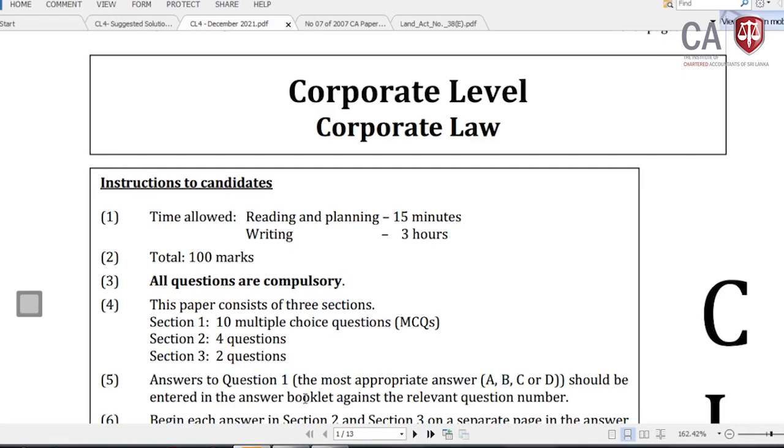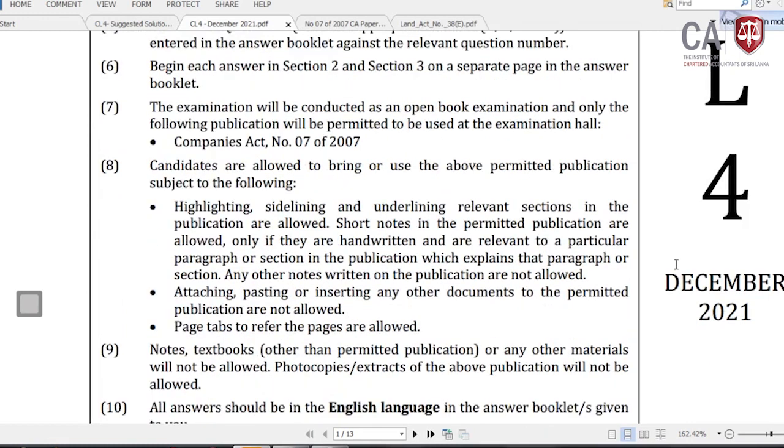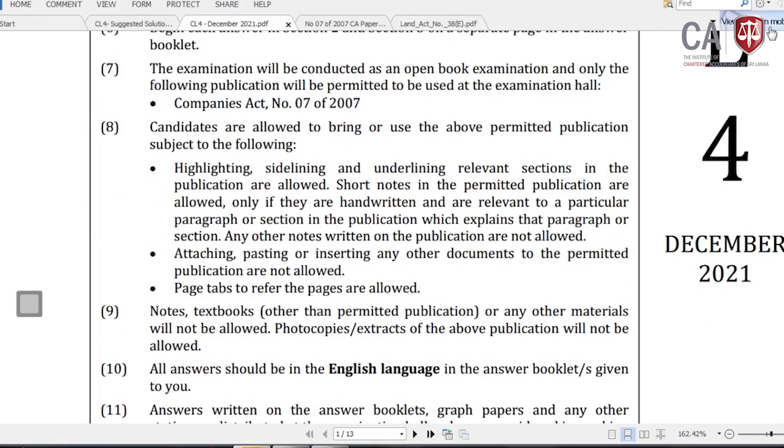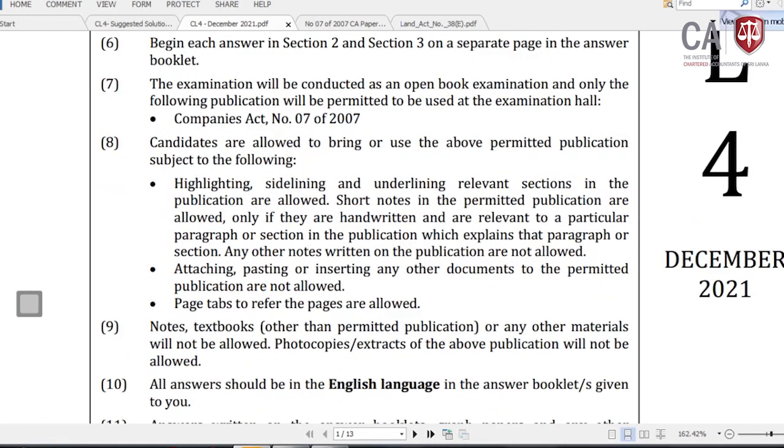One other thing, this is an open book test. Therefore, you are permitted to take the Companies Act for the exam. Here they have specifically mentioned the way that you can use the Companies Act. Be familiar with it. Before answering the questions from section 2, let me spend a little time to go through that also.